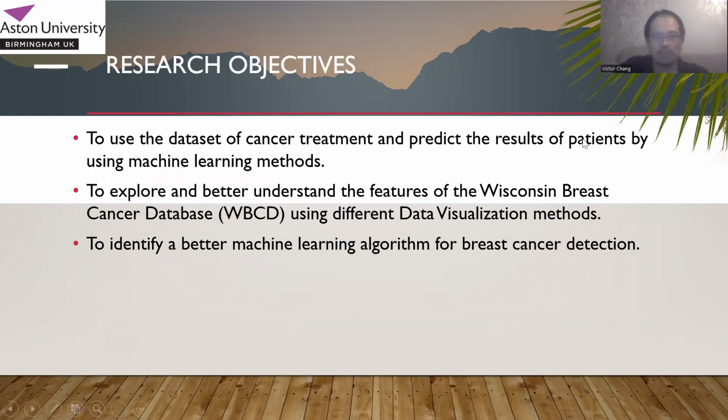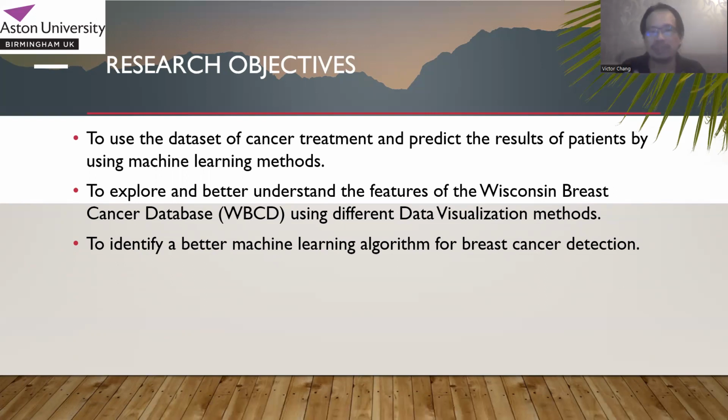With the research objective, first of all, we focus on the use of a data set for cancer treatment and predict the result of patients by using machine learning methods. Nowadays more and more people are getting cancer, and of course it's getting more complex to understand the reasons behind it. Therefore, I think we need to use some advanced machine learning algorithms, and we have to explore and better understand the features such as the Wisconsin breast cancer database, because that provides very comprehensive data.